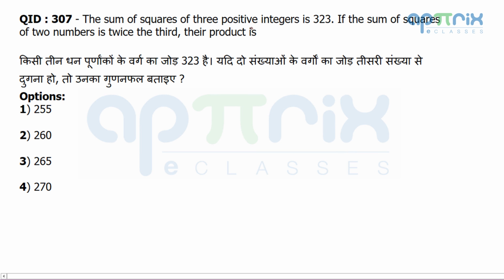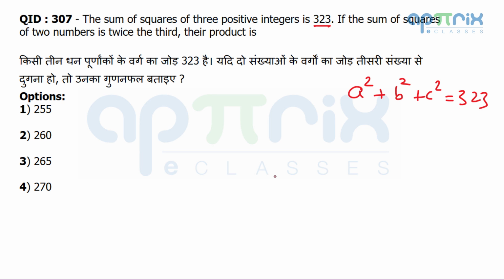The sum of squares of three positive integers is 323. If the sum of the squares of two numbers is twice the third, what is their product? Very interesting question. I'm going to assume three numbers now, A, B, C. So the sum of their squares is given to be 323. Now what is being asked?